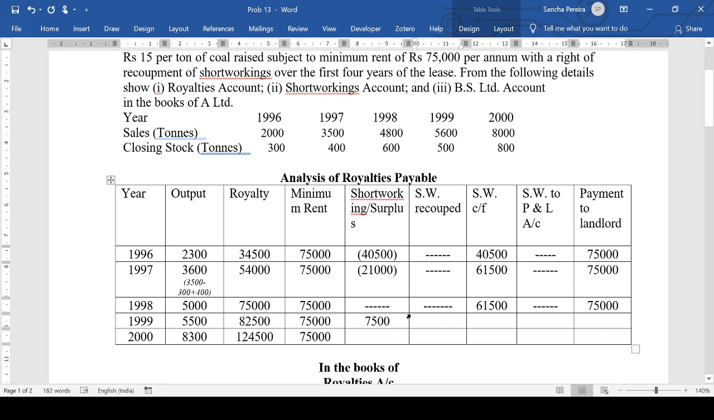Recoup, meaning recover. Recoup is a word I keep repeating. It's recover your losses. You have losses right now of how much? 61,500. Right now you have a surplus. So how much can we recoup at the most? 7,500 only. Okay. So are we going to carry forward the balance or transfer it to P&L account?